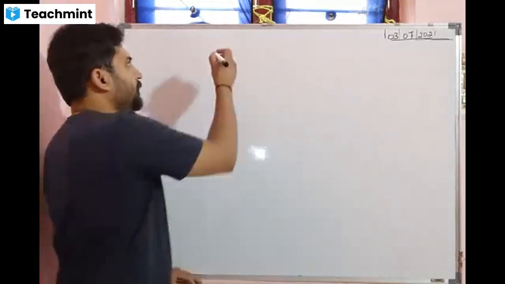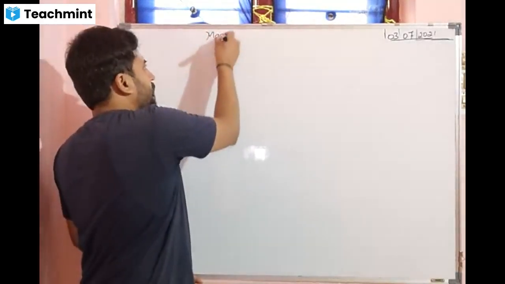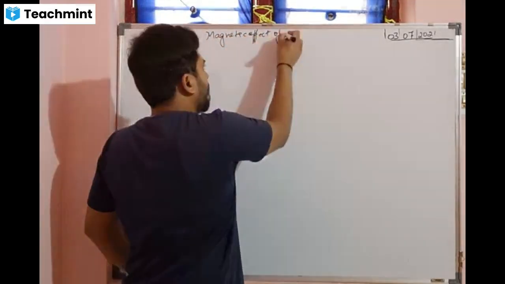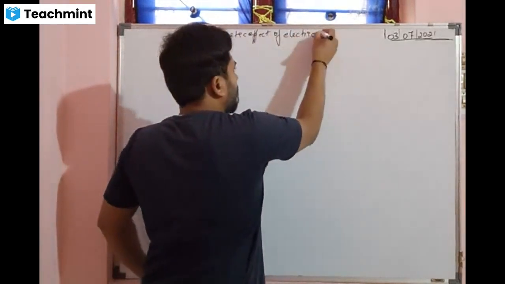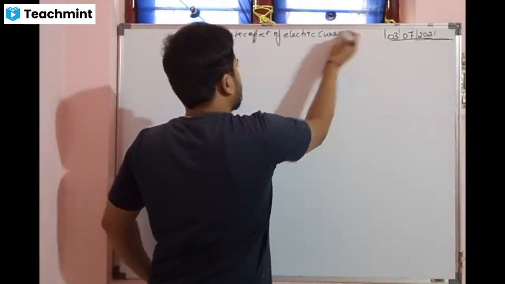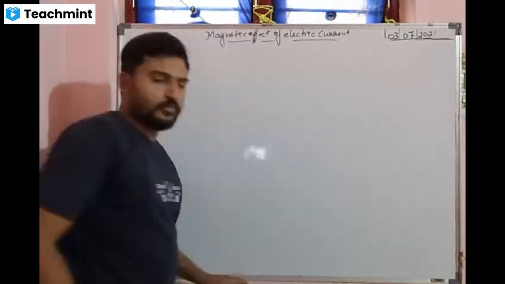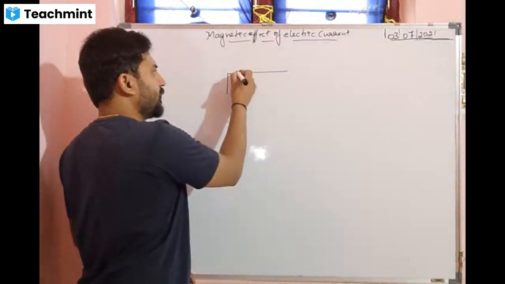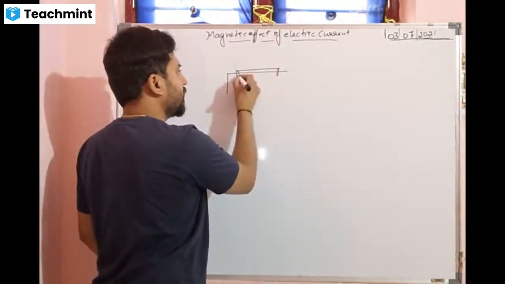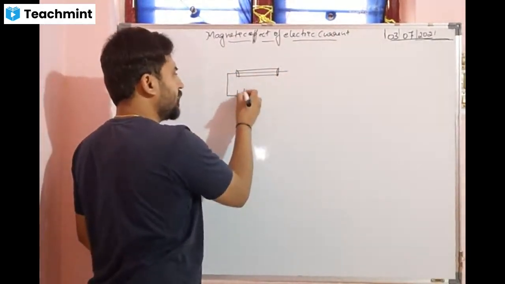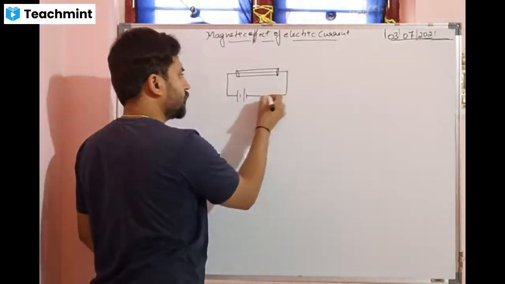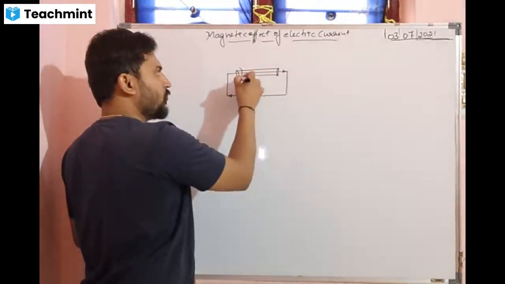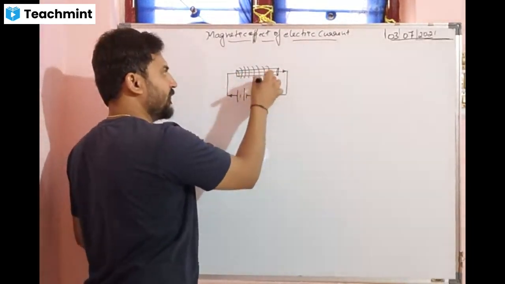Okay, one by one. So this is the magnetic effect of electric current. Very simple chapter. Don't get confused. First of all, if there is a conducting wire, if it is connected to a battery, so what happens around this? There will be a magnetic field.